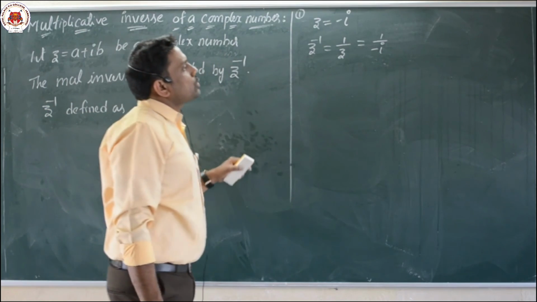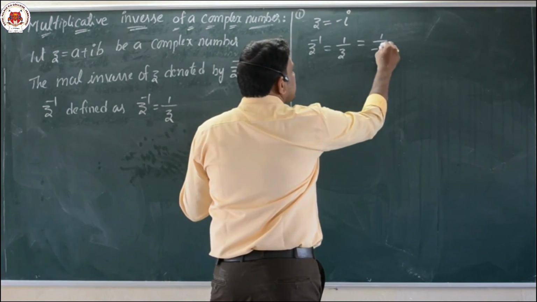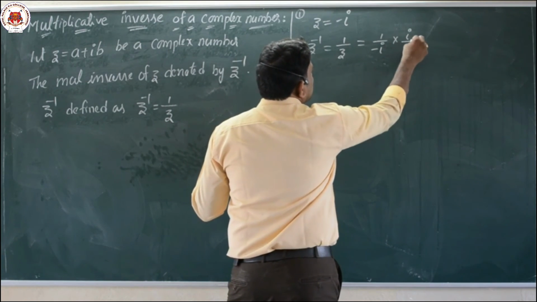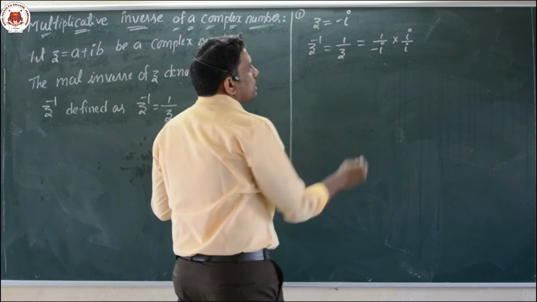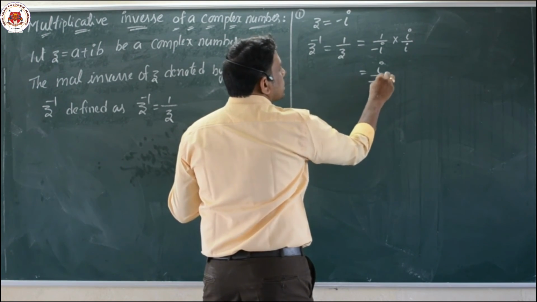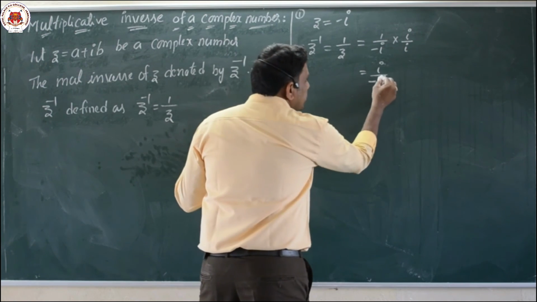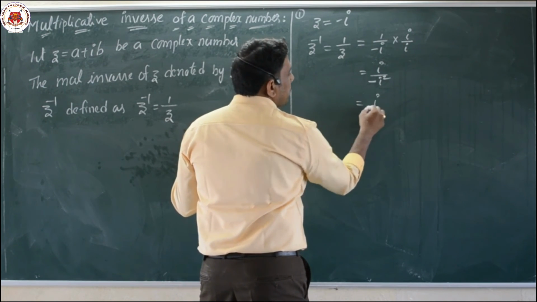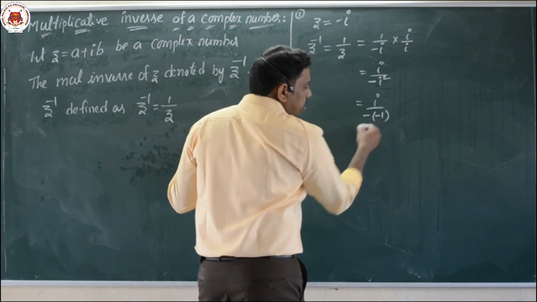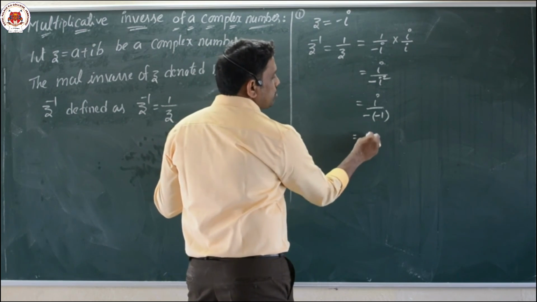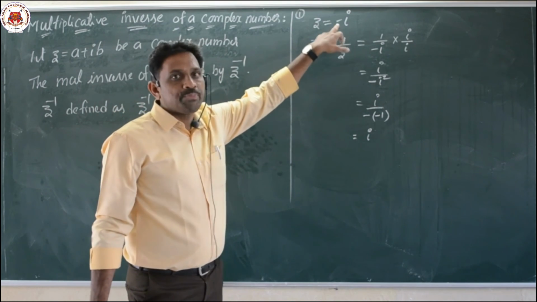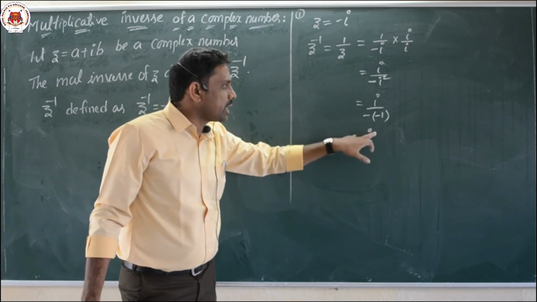Now we have to rationalize. Rationalizing here, only i is there, so you have to multiply numerator and denominator with i. Then what happened? 1 into i is i, minus i into i is nothing but i square. So i by minus, we know the i square value. What is the i square value? The i square value is minus 1. So minus into minus is plus 1. So the multiplicative inverse of minus i is plus i.